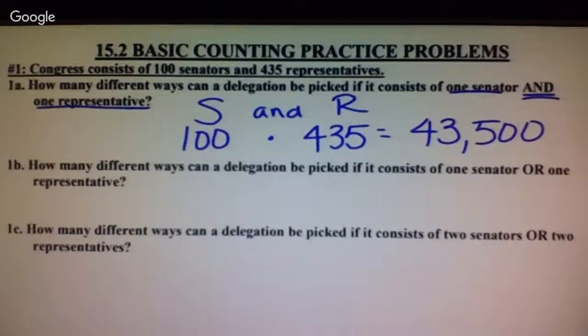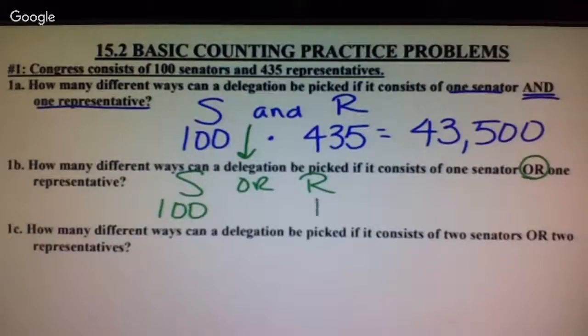Okay. B. What has changed in B? They changed the word and to the word or. So now you add. Now I need a senator, it's still just 100, or a representative. Your numbers haven't changed. The only thing that has changed is this word. So I still have 100 here and 435 here, but or in probability means to add.